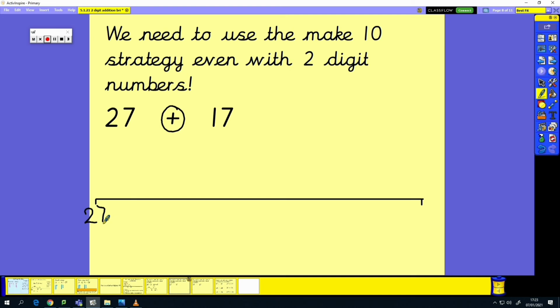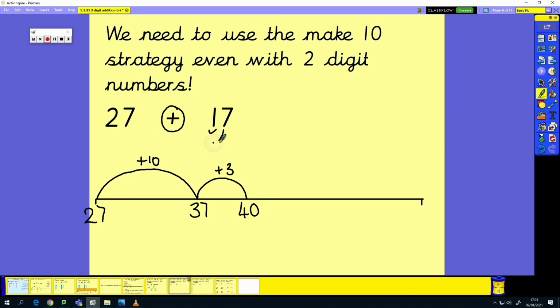Are we going to start with our 10s or our 1s adding? We're going to add our 10s first. So we are going to add 1 10. So on our jump, and that takes us now to 37. We are now going to do our make 10. So we've got 37. We need to get from 7 to 10. So knowing our number facts, we know that 7 add 3 equals 10. So we're going to add 3 first. So that's taken us to 40, because that's our next 10.